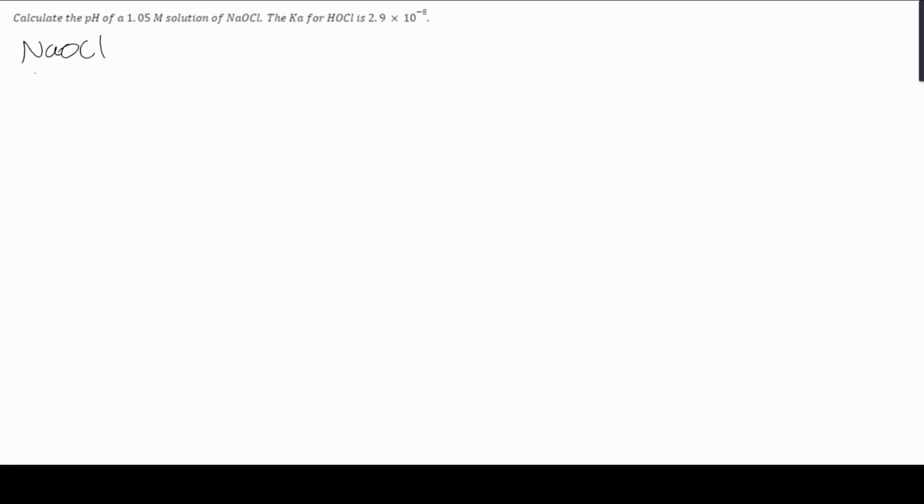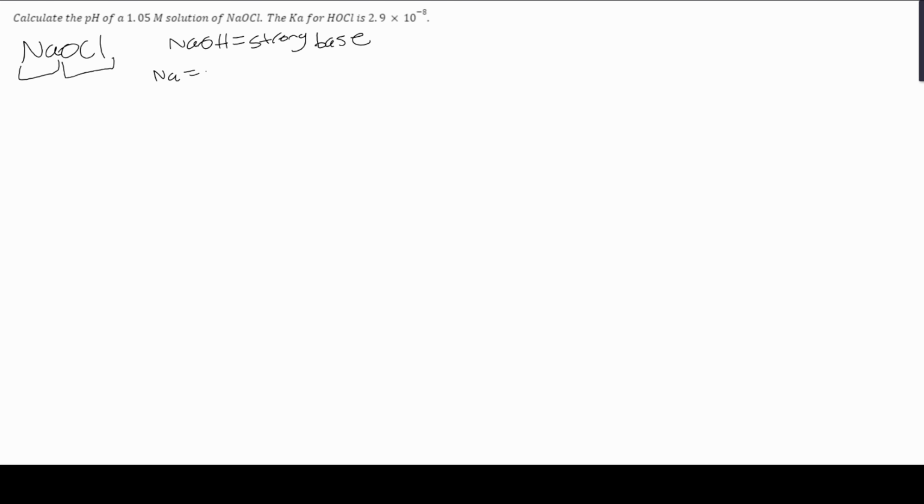NaOCl. Let's decompose this into its ions: Na and OCl. Starting off with Na, we know NaOH exists, and it's a strong base because of the hydroxide. So Na, being the conjugate of a strong base, means that it's going to be pH neutral. So Na is pH neutral.